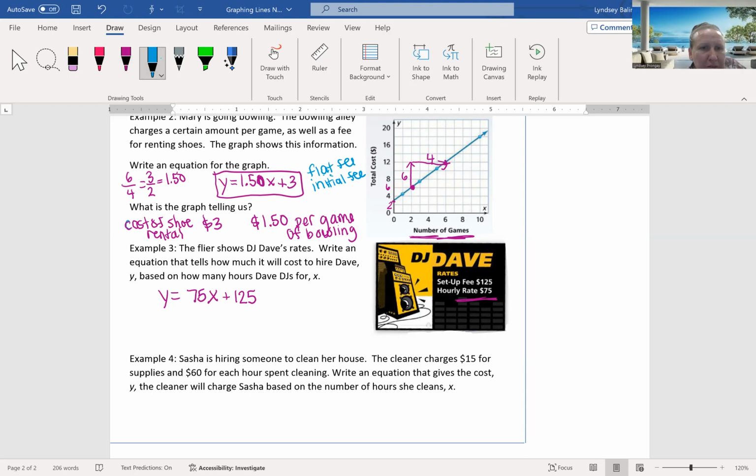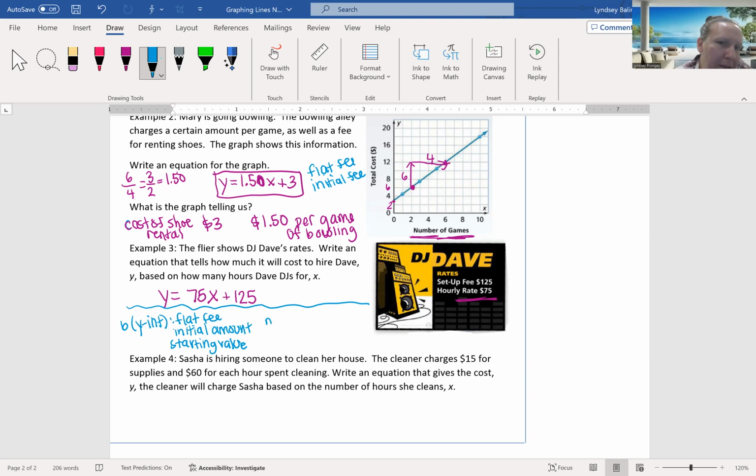I have a little bit of space here, so I'm just going to do a little summary real quick. So our b, our y-intercept, some things we've called that flat fee, initial amount. We can say starting value. Depends on the scenario, which one makes the most sense there. But it's a constant. It doesn't depend on what our x is.